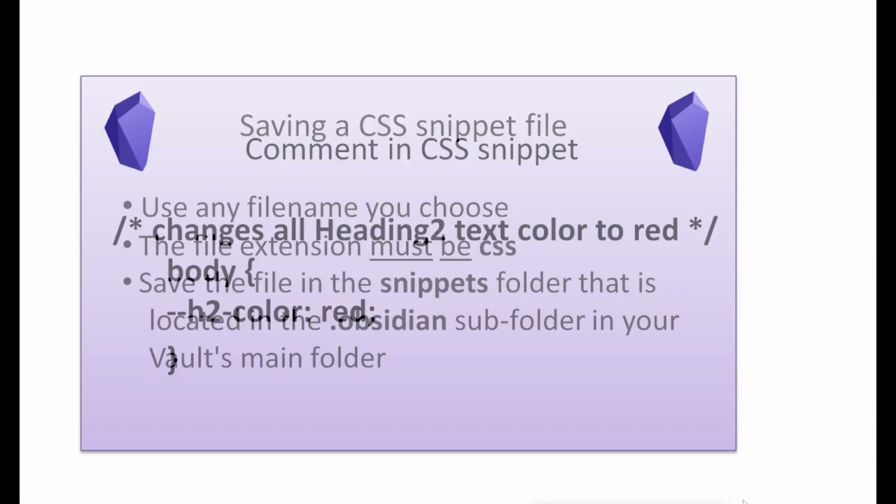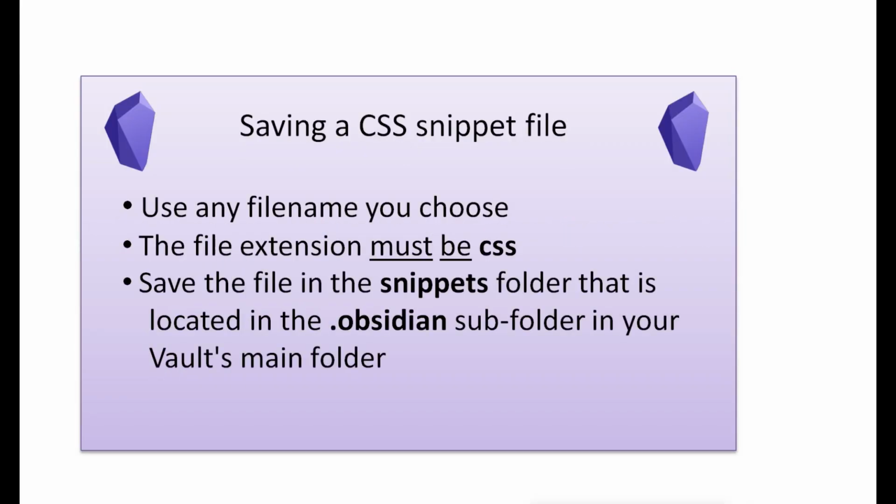h2color-red.css. An important point is that we cannot save this file to just any location. In order for Obsidian to be able to find this file and execute the CSS style rules it contains, we must save the CSS file to a special folder. Obsidian expects to find CSS snippets in a folder named Snippets that is located in the .obsidian subfolder in your Vault's main folder. If you store your CSS snippets in any other folder, Obsidian won't find them and won't be able to execute the CSS style rules they contain.